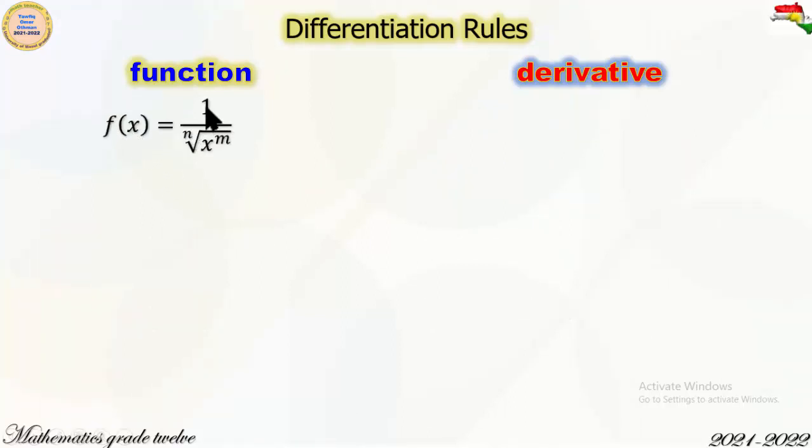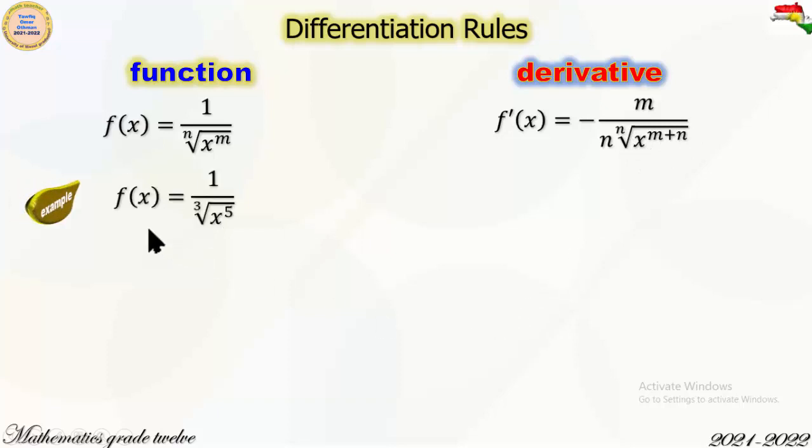F of x is equal 1 over the root of n x to the power m. The f prime of x is equal minus m over n, the root of n x to the power m plus n. Example, f of x is equal 1 over cube root for x to the power 5. As you can see here that m is 5 and n is 3.